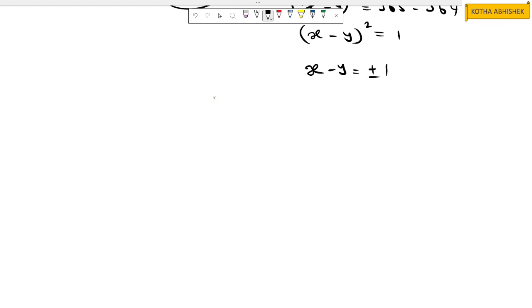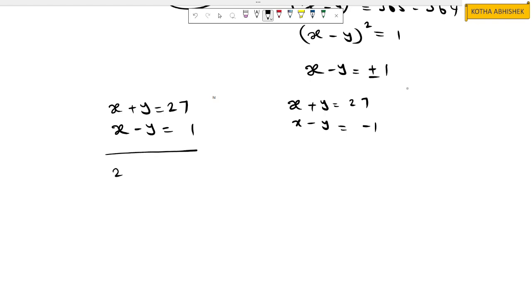In the question itself it is given that the sum of the two numbers is 27. That means x plus y value is 27, and here we got x minus y value plus or minus 1, right? So first I'll take plus 1 and then I'll take minus 1. So x minus y equals plus 1, and in the second case, first equation as it is, x plus y equals 27 and x minus y equals minus 1. Let us try to simplify these two.